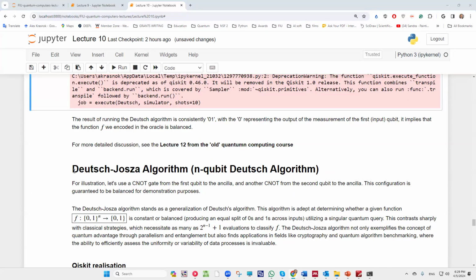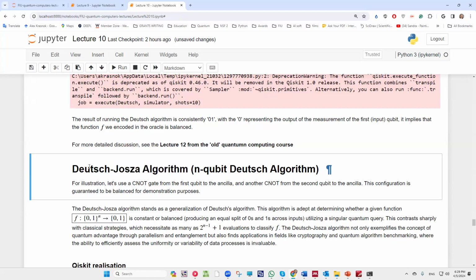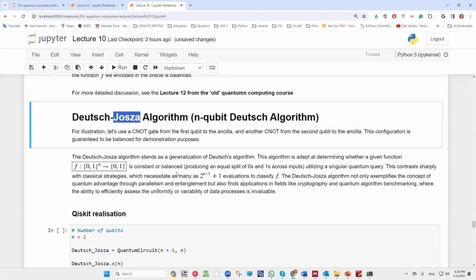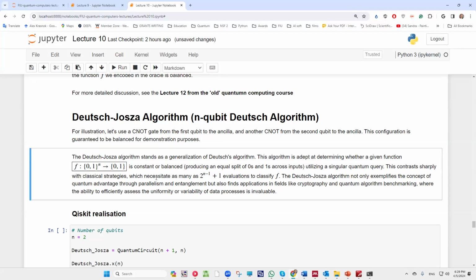Another type of algorithm, which is a generalization of the previous one to the system of n qubits, is called the Deutsch-Jozsa algorithm. The names of two scientists, mathematicians. This is just a generalization of the Deutsch algorithm to a system of n qubits. So you basically need n plus 1 qubits to run this algorithm.